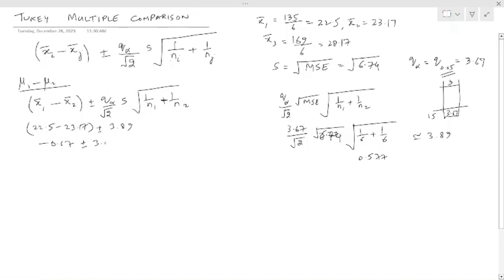plus minus 3.89 would give us the lower bound of minus 4.56, and the upper bound value is 3.22.